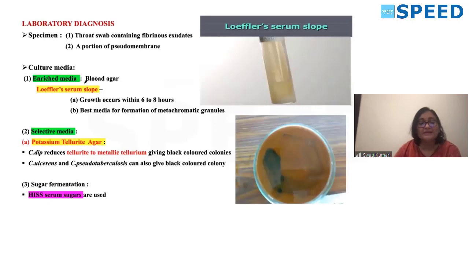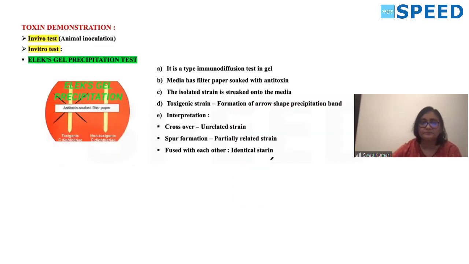So how do you diagnose? You need enriched media for this. You have blood agar, you have Loeffler serum slope. So this is your Loeffler serum slope where you get faster growth in 6 to 8 hours, and metachromatic granule formation will be very good on Loeffler serum slope. It is the enriched media for Corynebacterium diphtheriae. Okay, another selective media you have is potassium tellurite agar where you see black colored colonies because tellurite is reduced to metallic tellurium. Then for sugar fermentation, you have to use Hiss serum sugar.